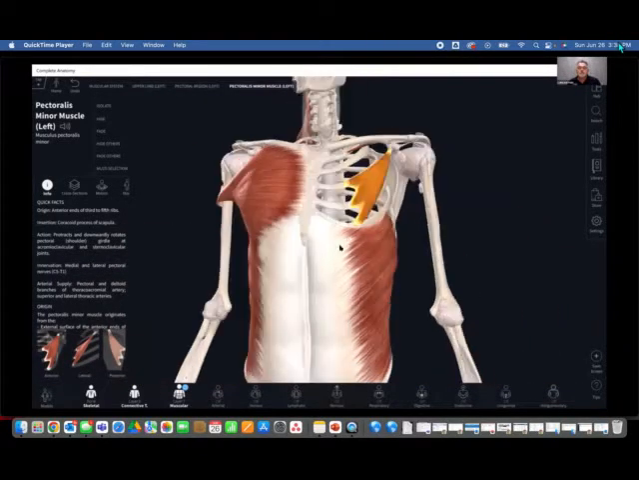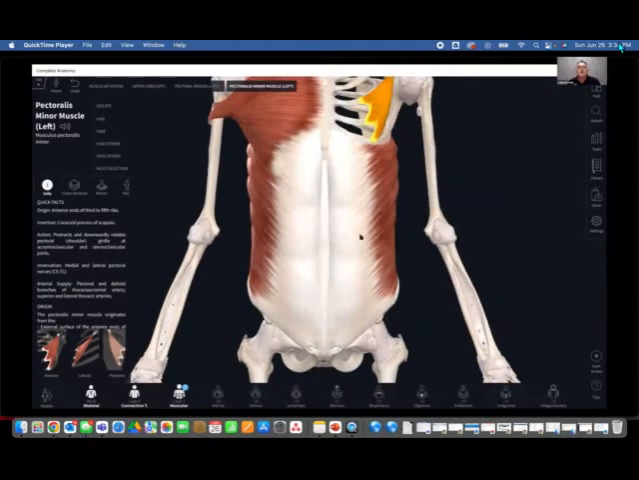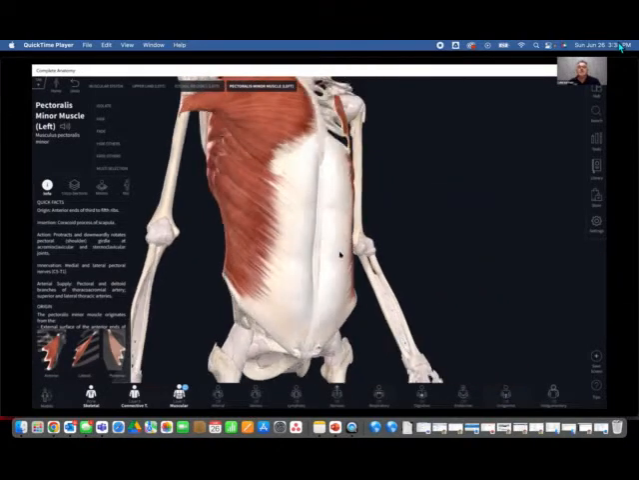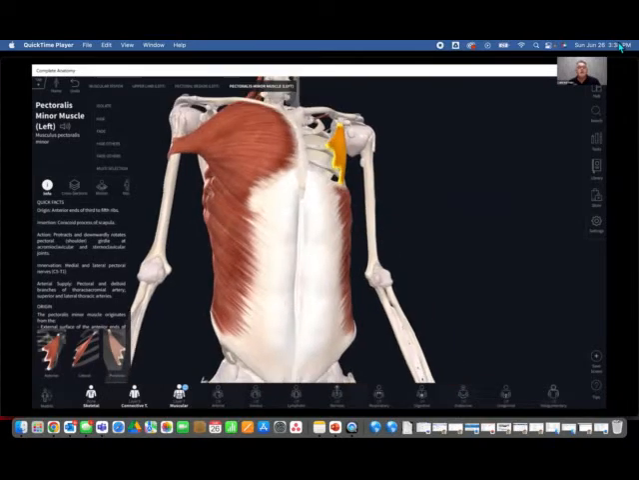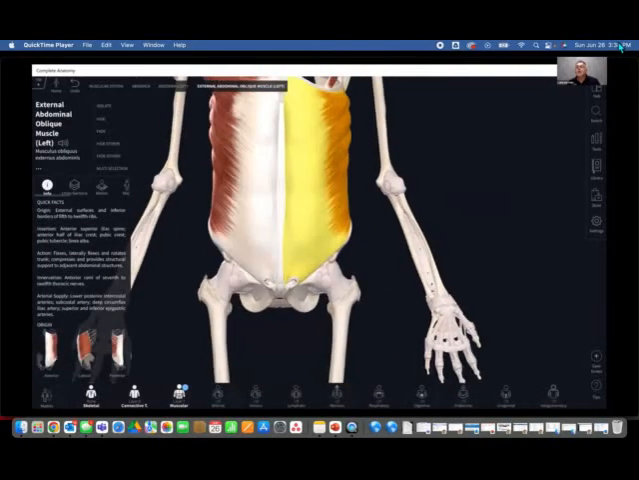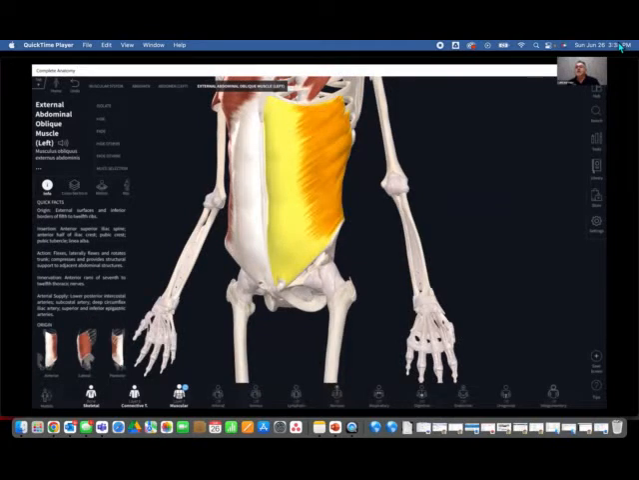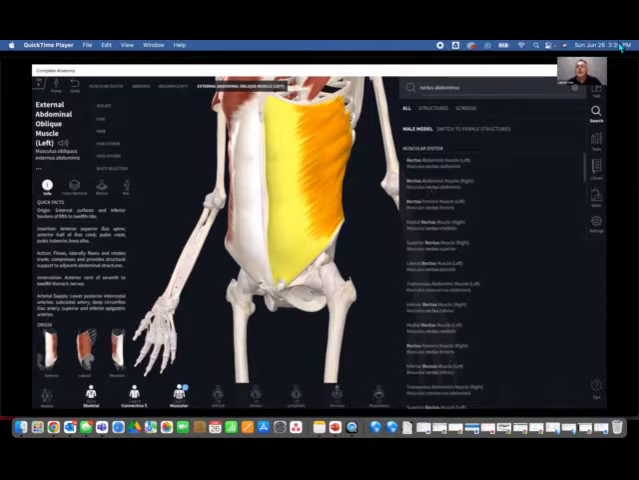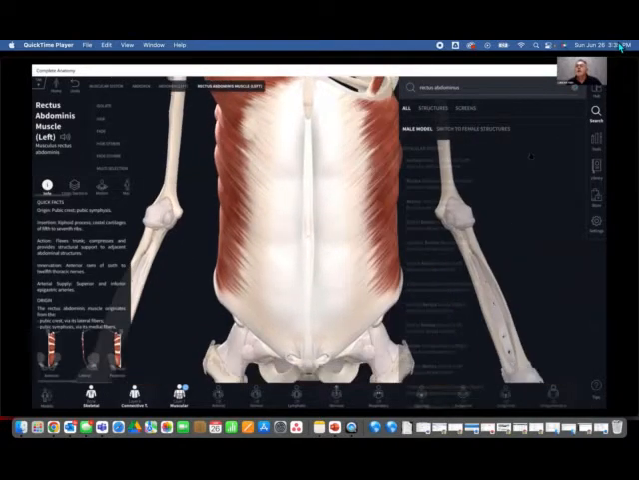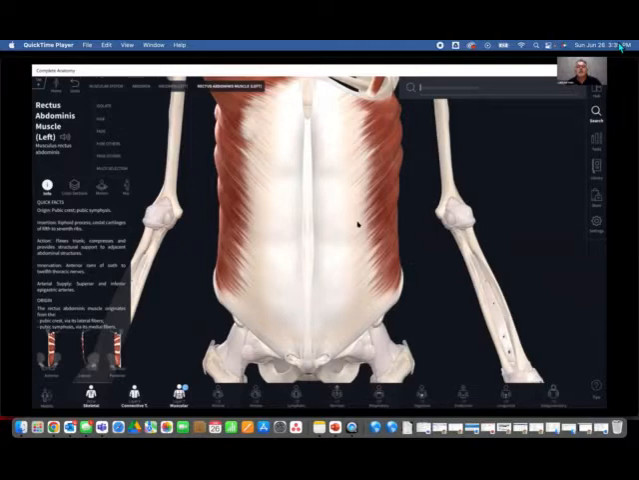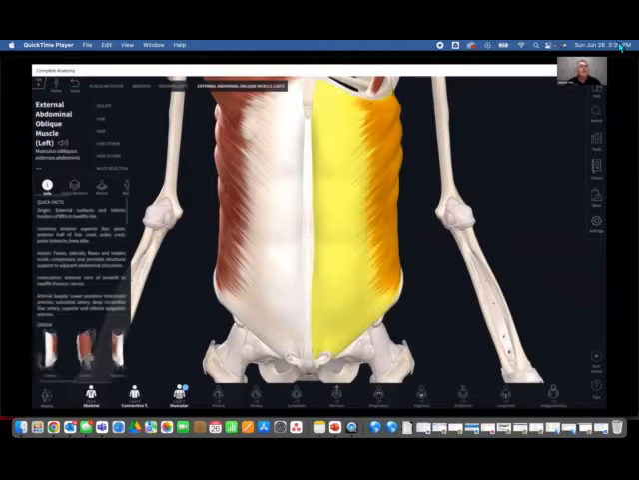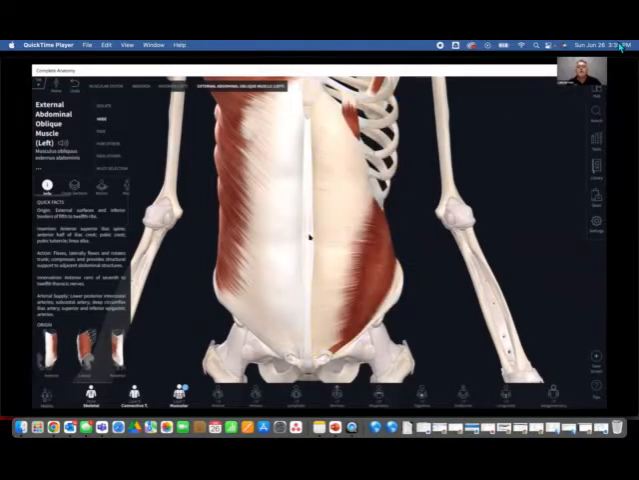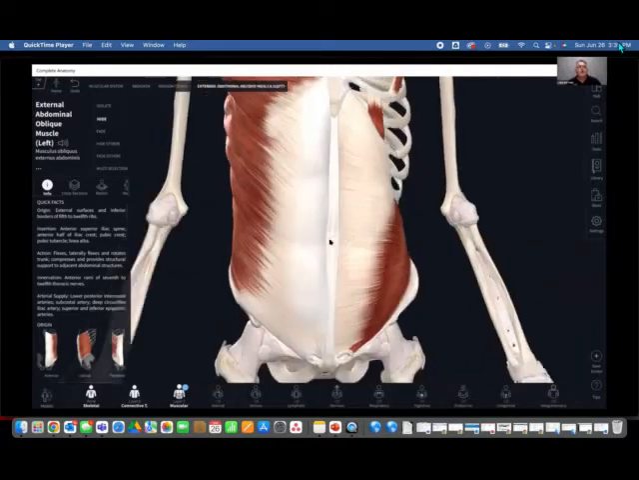So we move into the rectus abdominis, which is absent. Let's move this out of the way. We need the rectus abdominis. All right, let me hide that. Okay, so let me hide that. Well, let's start laterally with the obliques.